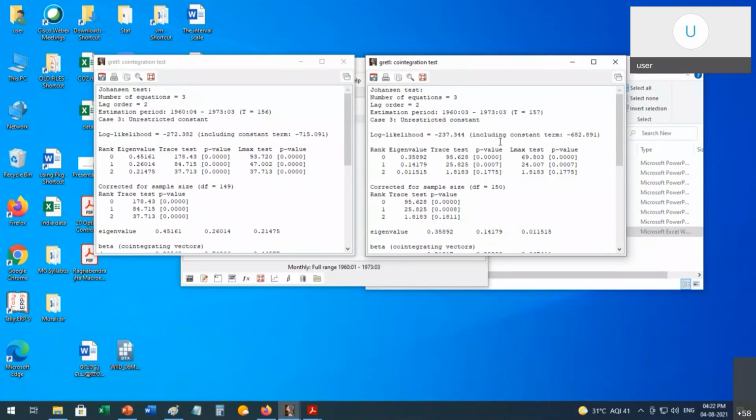And then in the second equation, we will have three equations. In the second equation, income is given in terms of the lagged values of income and the lagged values of consumption and inflation. Similarly, we have the third variable, inflation, in terms of the lagged values of the other two variables. Now, how many lags? 2 lags. That is the optimum lag. So, consumption as a function of its own 2 lags and 2 lags of income and inflation.